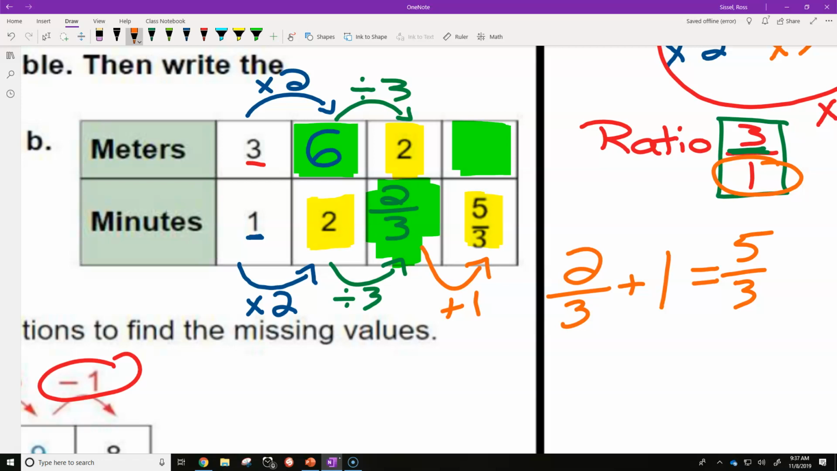Alright, here's what I want you to do. There's at least one person in every table group that did not have their hand up, so they know the answer, how they got 5/3. Turn, teach it to someone in your table group. Teach me how.